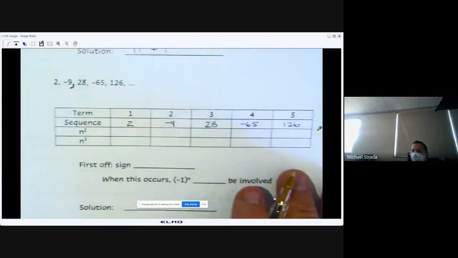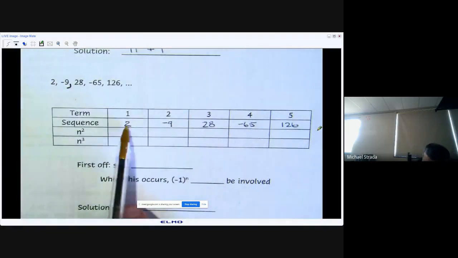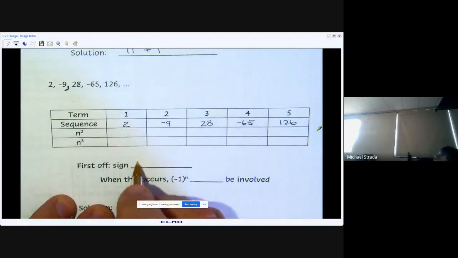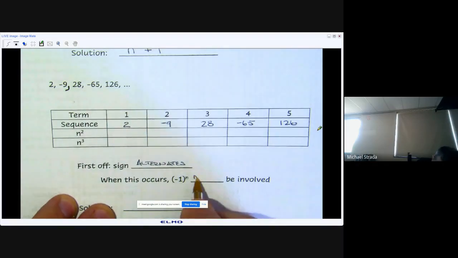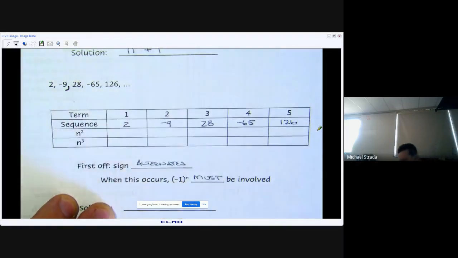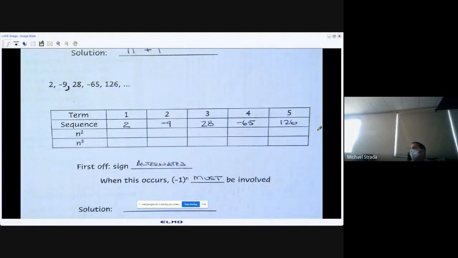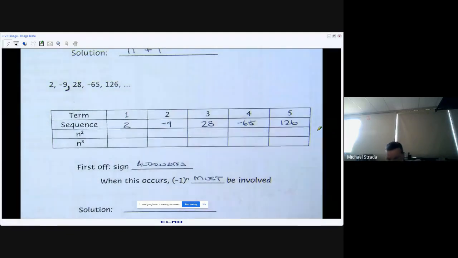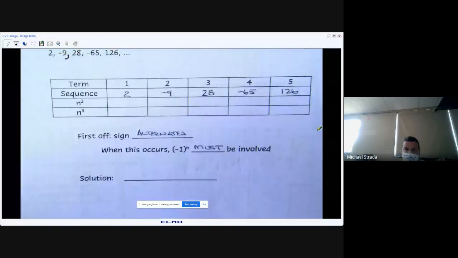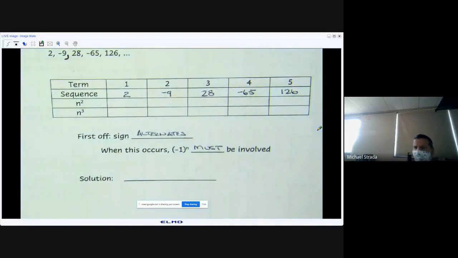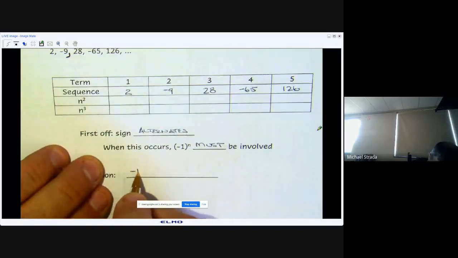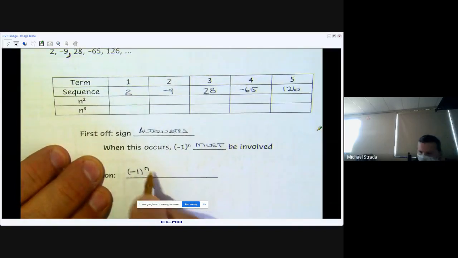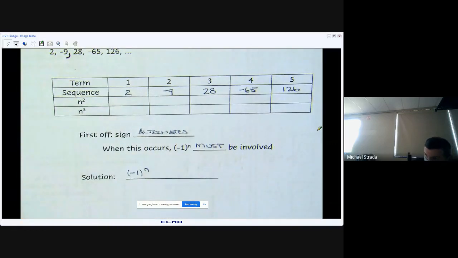Now, the first thing you hopefully notice is there are alternating signs. So the sign alternates. Between when this occurs, -1 to the n in some format must be involved. You got me? So if I'm looking at a problem and I see the signs are alternating, I know my solution starts with -1 to the n. And you put it inside parentheses.